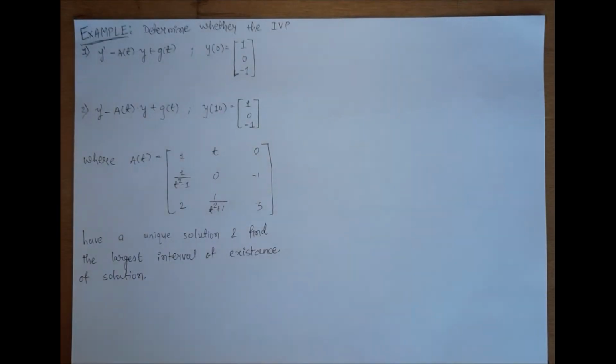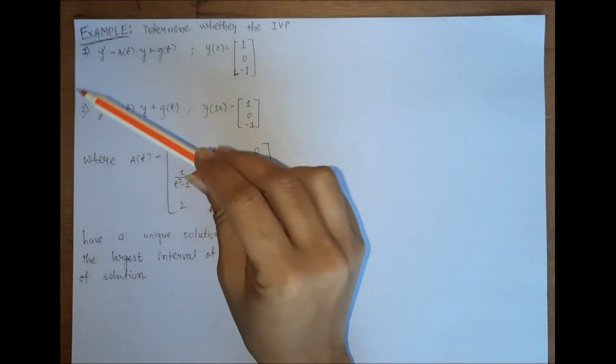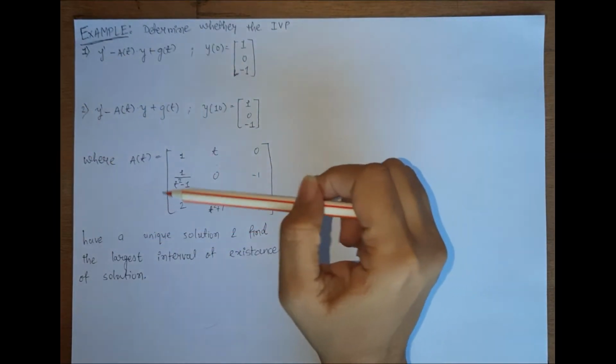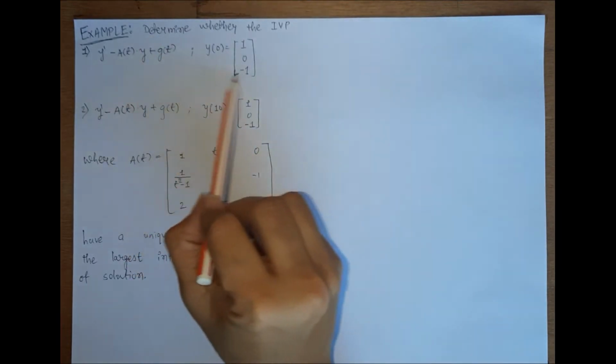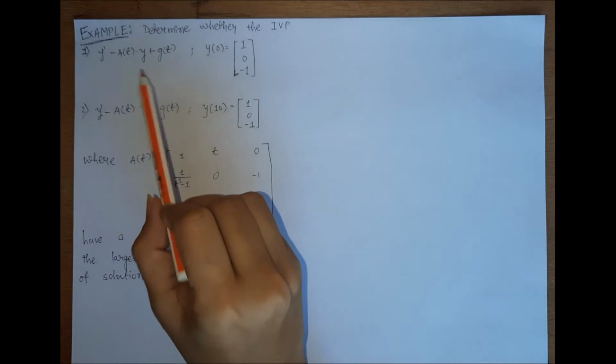In the last lecture, we discussed existence and uniqueness theorems, and now we will consider some examples which we will solve using those theorems. So let us start with our first example. Here we have to determine whether the initial value problem has a unique solution or not, and find the largest interval of existence of the solution. We have two problems.